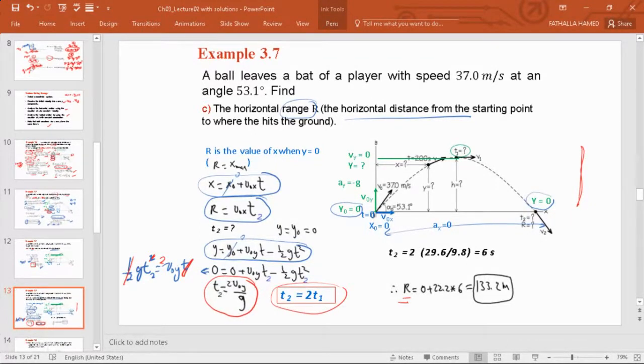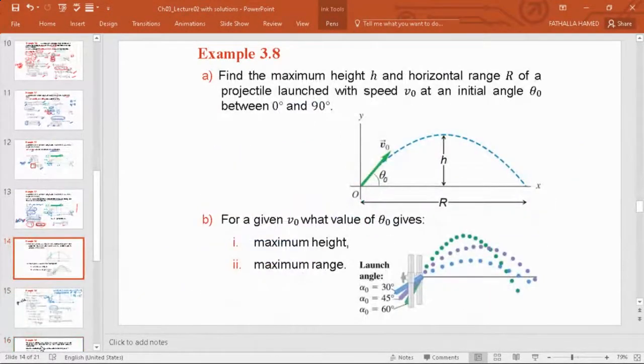So your range here will equal x0, which is 0, plus v0x, 22.2 meters per second, times 6 seconds, and that will give you 133.2 meters. So in this example, you basically got your position and velocity after 2 seconds. We looked at the time to reach the maximum height, and we also looked at the range. Okay. Any questions so far? Any questions?